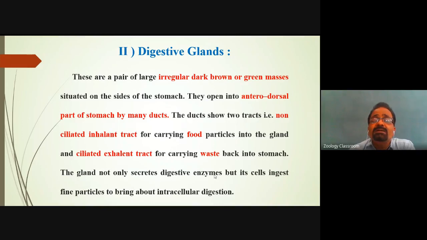The ducts are surrounded by epithelial cells, and these cells also play a role in intracellular digestion. It means these cells have the capacity to engulf food particles. When a cell has the capacity to engulf food, there is a special term in cytology for it. Do you know the exact word for that?